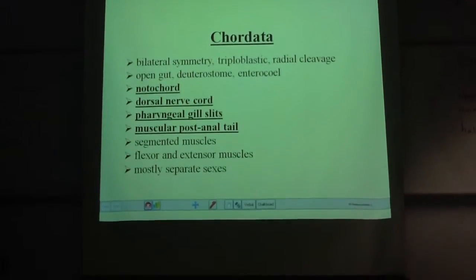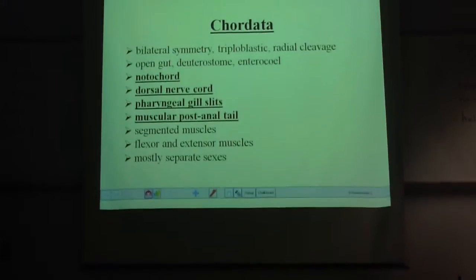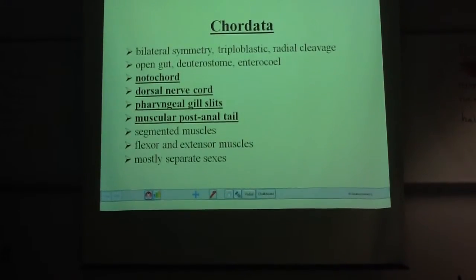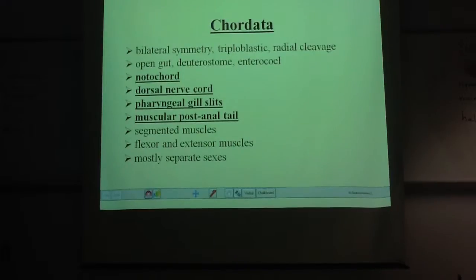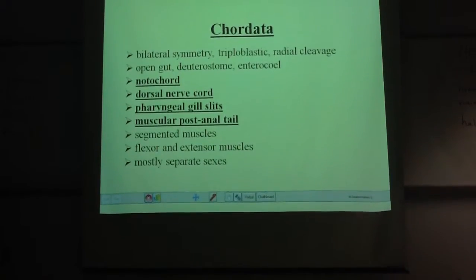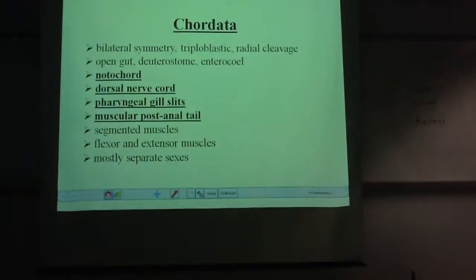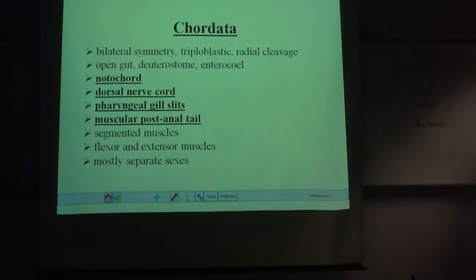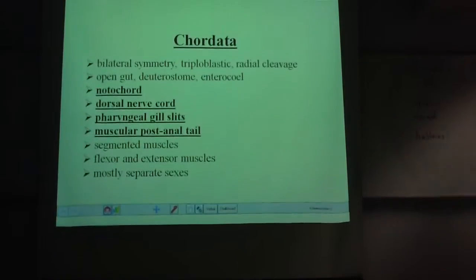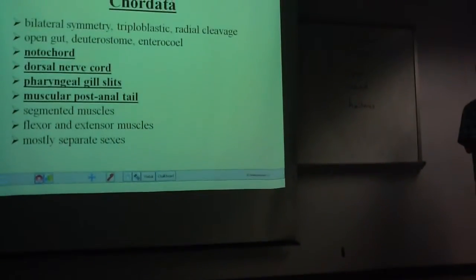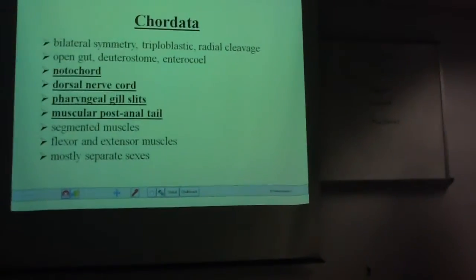You'll notice the first little part of Chordata here. Bilaterally symmetrical, triploblastic, radial cleavage, which means indeterminate cleavage, open gut, deuterostome, meaning the blastopore becomes the anus, and they have an enterocoelom, a true coelom that develops from outpocketing of the archenteron. You'll notice that that looks exactly like echinoderms, right?